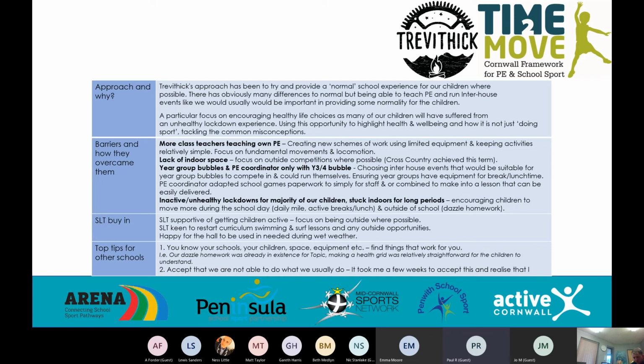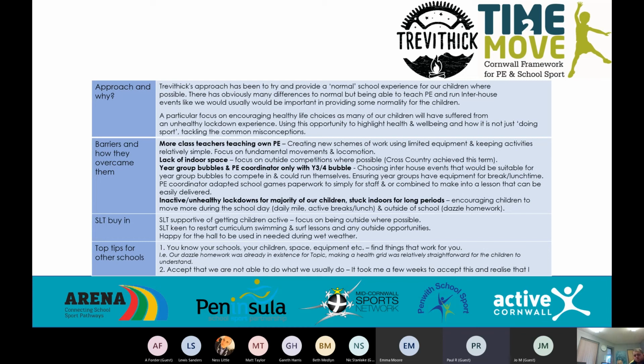We've also got a lack of indoor space, I'm sure like a lot of primary schools, so the focus is on outside events where possible. We were lucky with the weather last time, a little bit, but I imagine it's going to get harder as we go through the winter. So that's something we're going to look to adapt again.